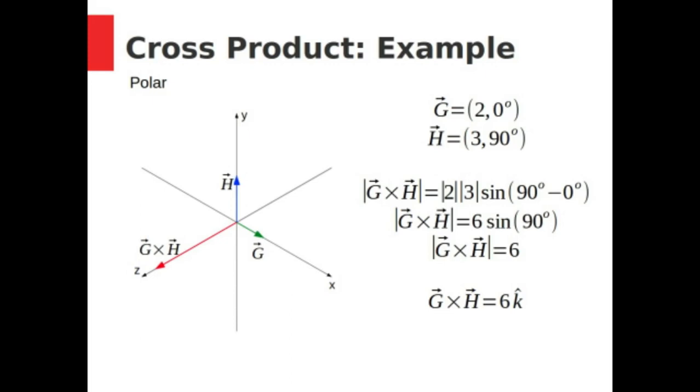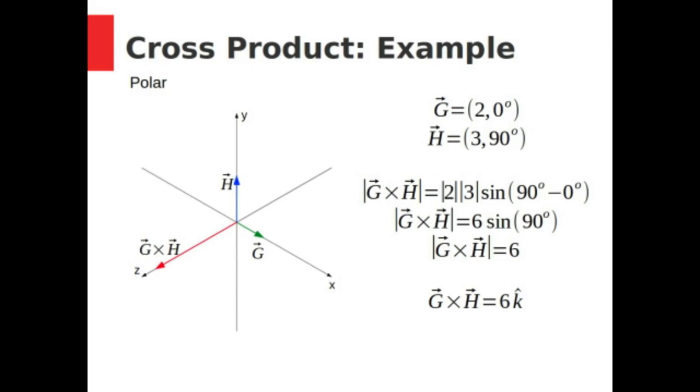Now, let's solve for the direction. Place your hand so it aligns with the first vector, g. Then, bend your fingers so they align with the second vector, h. Your thumb points along the positive z-axis. So the overall cross product, shown in red, has a length of 6 and points in the positive z direction.